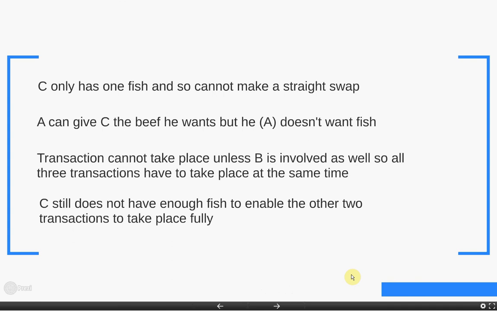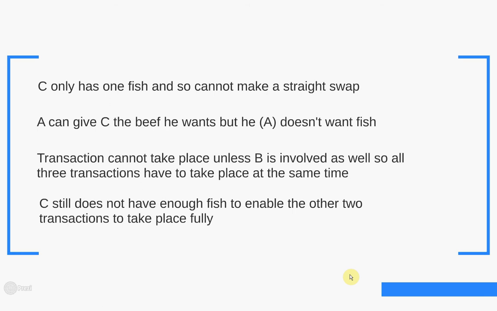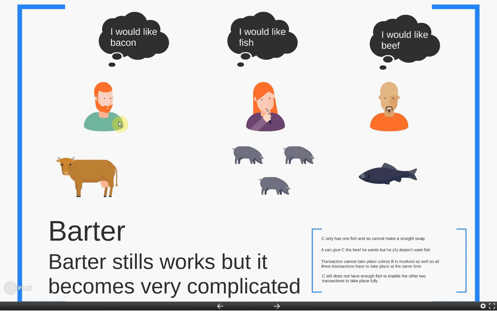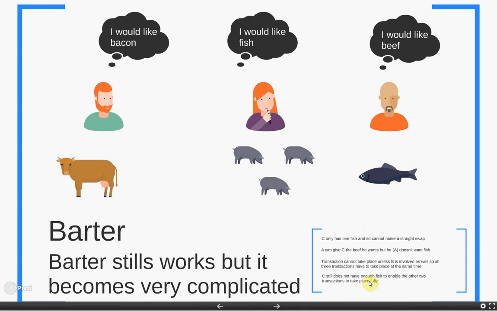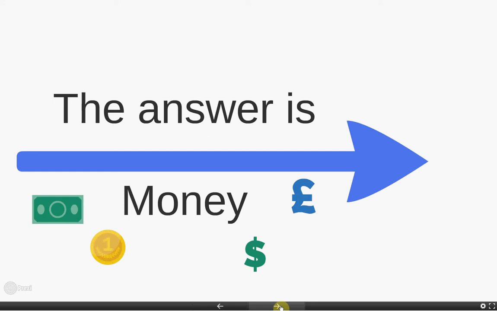A doesn't want fish, but he can provide the beef to C, so A and C can't do a simple deal. And similarly, all three pairs of people can't do a simple deal just between the pair of them. So we have a situation where this just isn't going to work unless we have some more sophisticated system of recording the transactions. And that system that we need to record these transactions is basically called money.